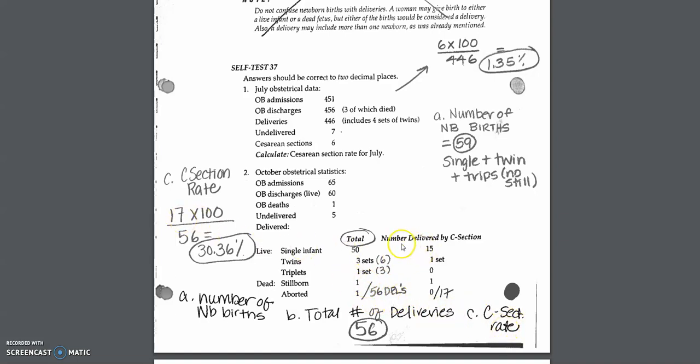So we need to know the number of cesarean sections. We had 15 single, 1 set of twin, 1 stillborn for 17. 17 multiplied by 100 divided by the 56 deliveries we counted for 30.36%. So if you didn't count the stillborn or aborted, your numbers are going to look a little different. But remember, it's okay to do that in these formulas unless you're asked otherwise.